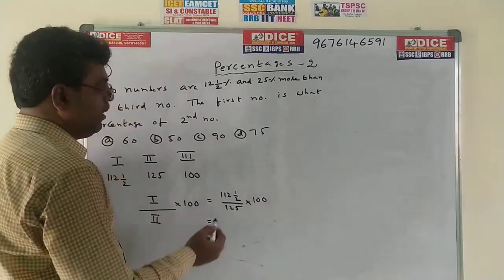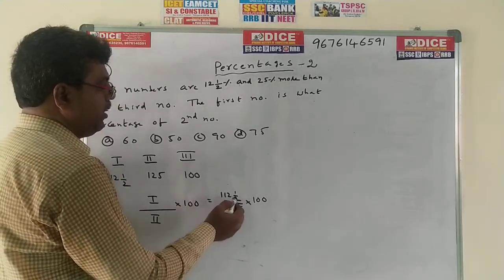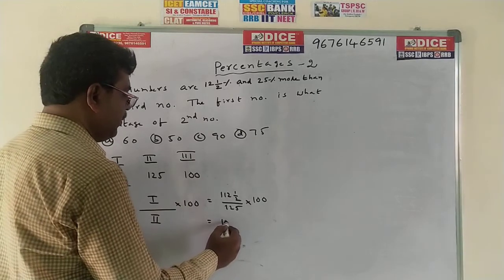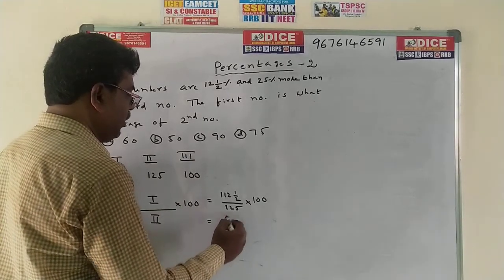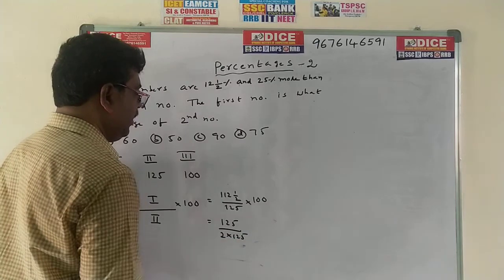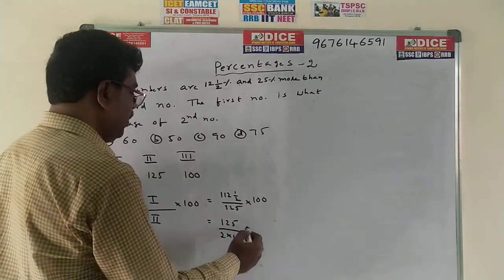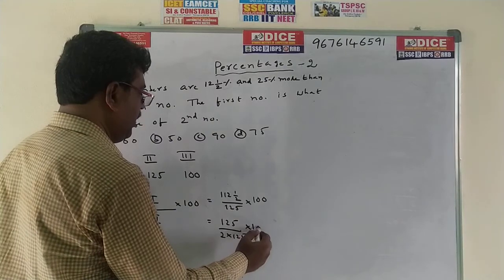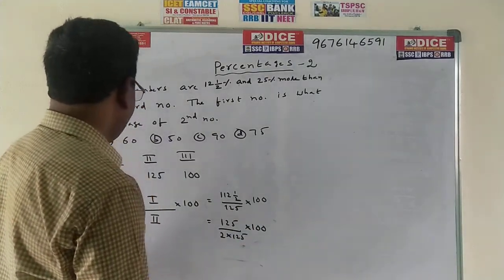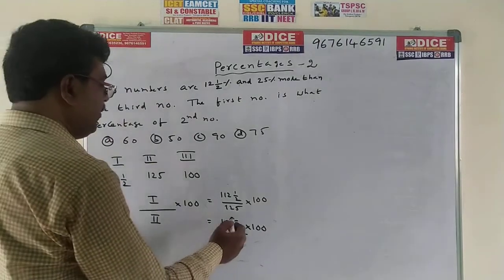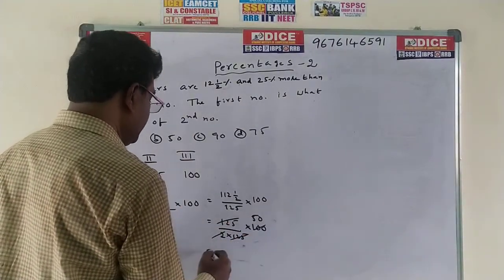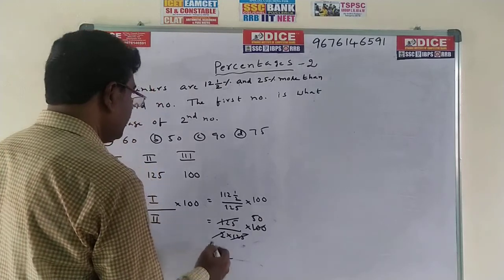112 and a half is nothing but we can write this as a fraction: 112 into 2 is 224, plus 1, 225 by 2. Then 125 by 2 comes down, so 2 into 125, into 100. So 125 cancels, and 2 ones are 2, 2 fifties are 100. So the answer is 50. Write down this one.